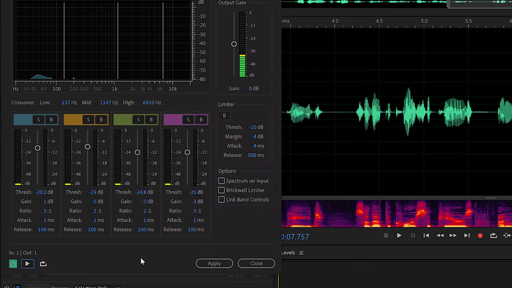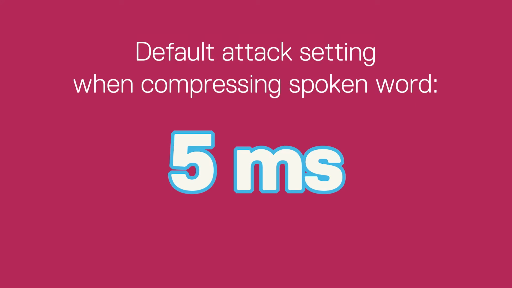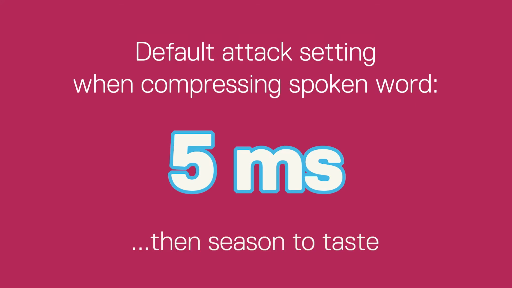So a relatively fast attack helps the compressor kick in quickly so that we don't ever realize it has intervened, and that's good. So I would try 5 milliseconds as a default, but again, anything can be okay here as long as we don't hear the compressor working in a way that's distracting.